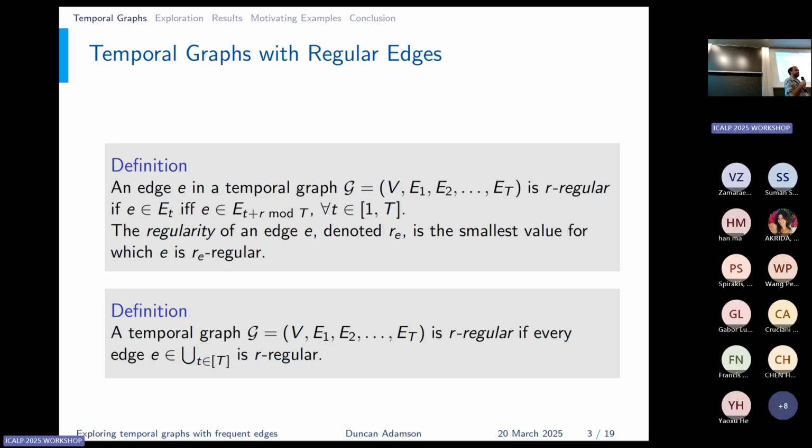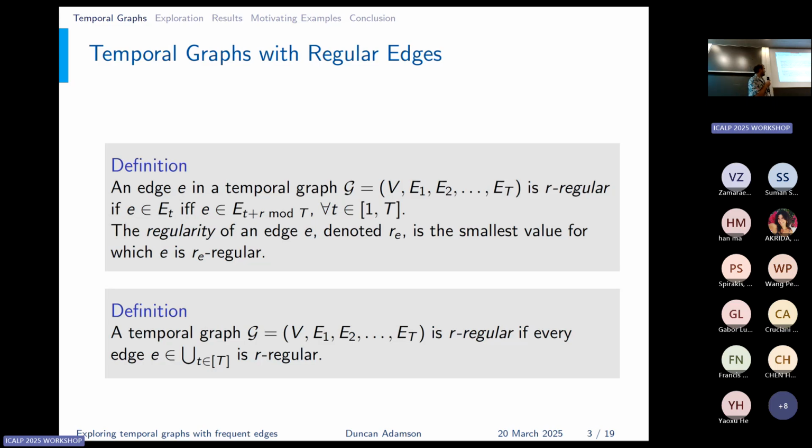So even though this wasn't the title, I'm actually going to start with defining regular edges because I think they're slightly easier to understand than frequent edges. An edge is regular, essentially, if it keeps on appearing in a regular fashion. If it is 3 regular, it'll appear in time step t plus 3, t plus 6, and so on. Basically, we just keep on seeing it again and again with a nice regularity. A graph is r regular if every edge is itself r regular.